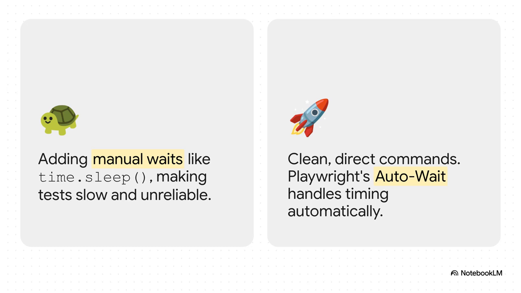And this slide right here, this tells the entire story. On the left, you've got the old way. You're just peppering your code with time.sleep, basically guessing, right? You're just hoping the element shows up in time. It's slow, it's unreliable, and honestly, it's a nightmare to maintain. But on the right, that's the Playwright way. It's clean, it's direct. So how on earth does it work without all those messy, arbitrary waits?